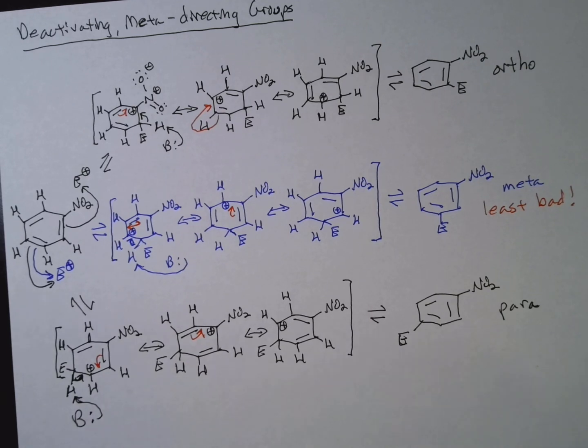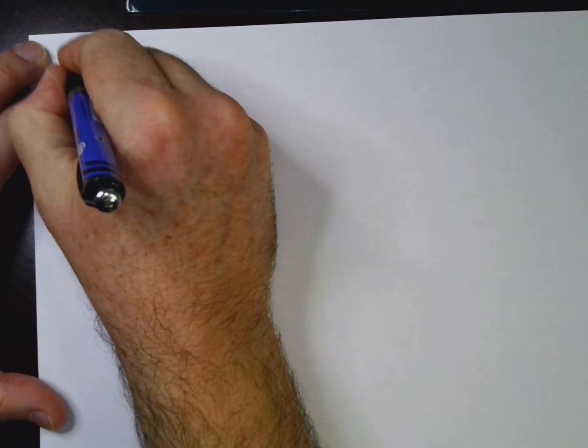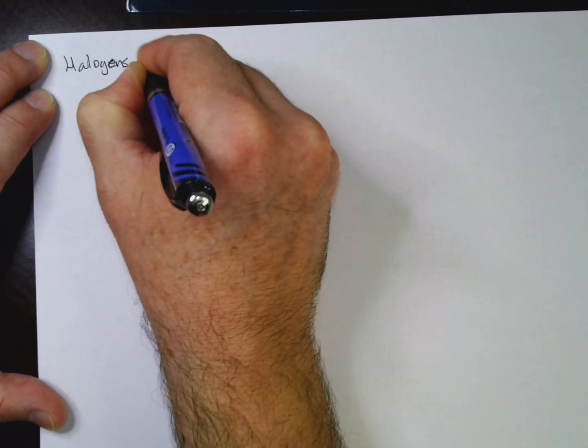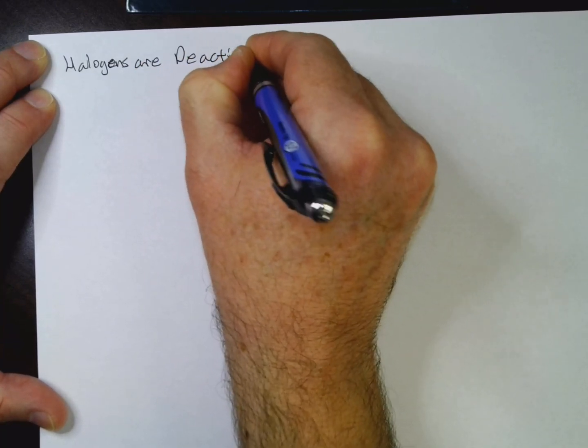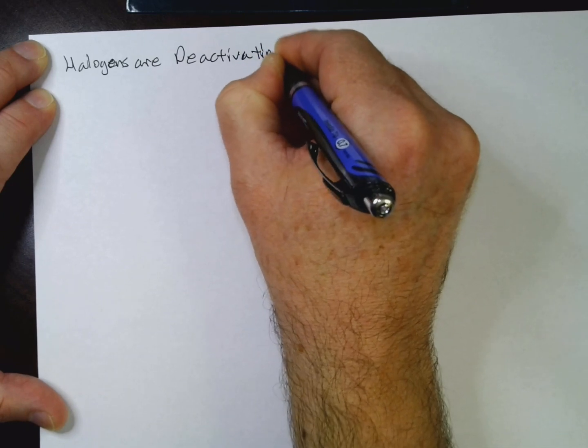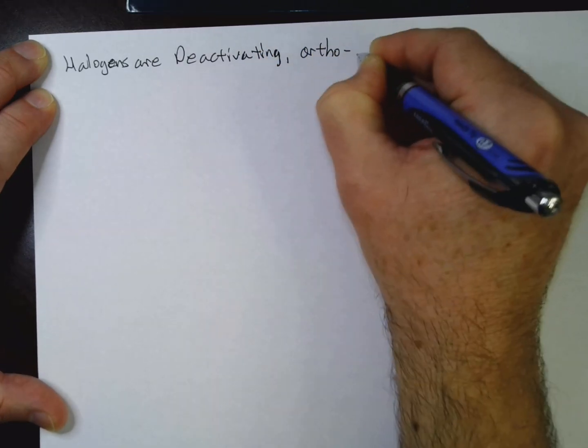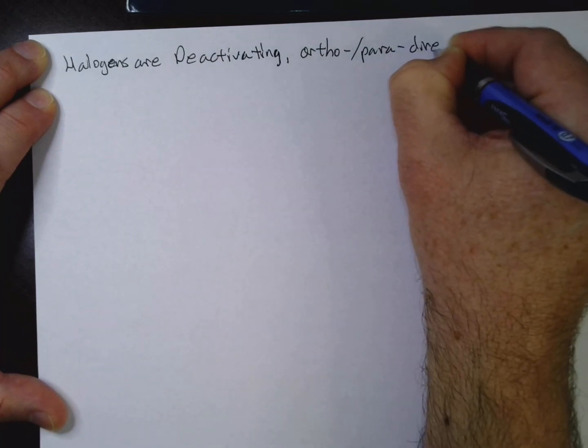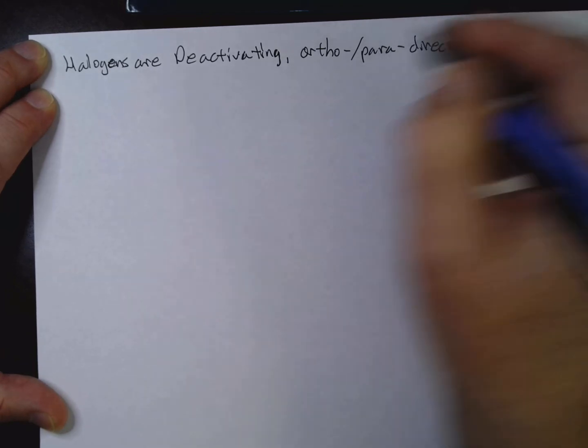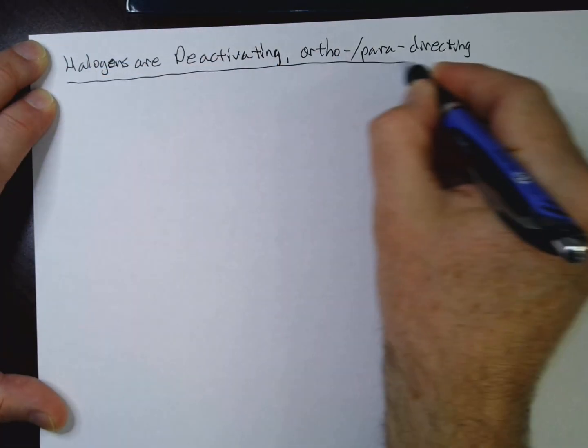All right, one last thing to mention, and that is we have some types of groups, namely the halogens, actually it's just the halogens, that are deactivating, but they're ortho and para directing. So let me just take a quick look at that. So we'll say here halogens are deactivating, ortho para directing. An exclamation point here.